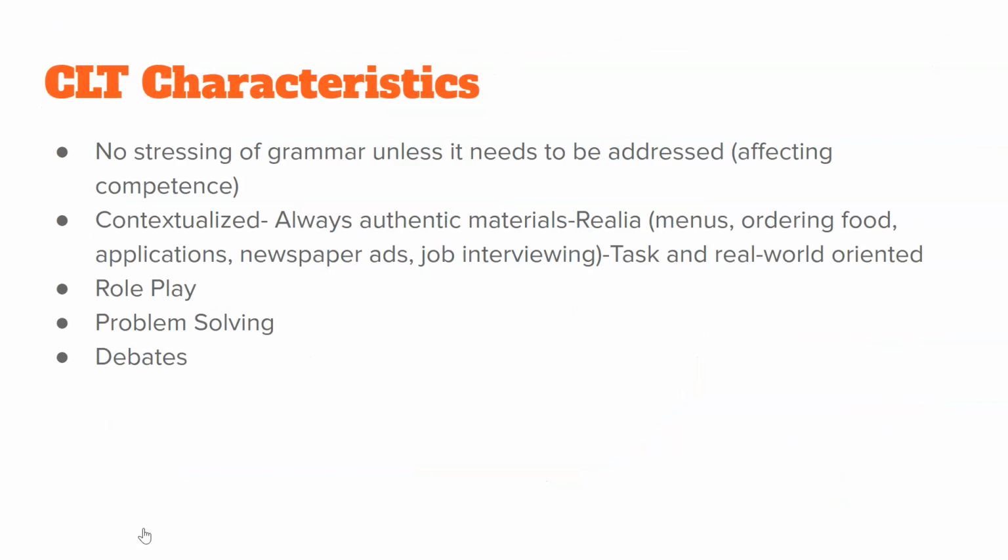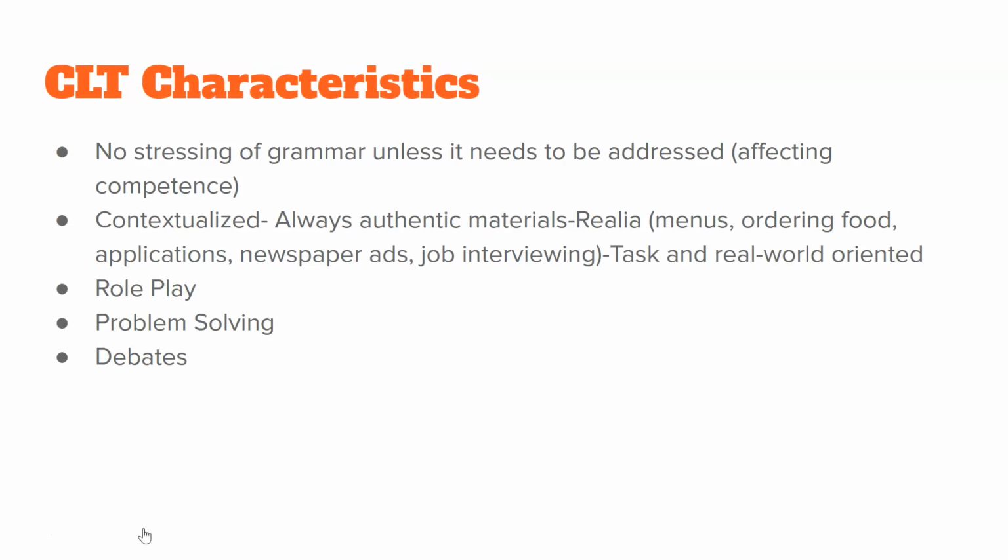Okay, so some of the characteristics are there's no stress on grammar unless it needs to be addressed. If you are not able to be understood, if you are not able to get your needs met, there may be some grammar issue that needs to be addressed. Also, it is contextualized as many of the other methods and approaches. And so there's a use of realia, real props, real objects that help promote comprehension. And they learn a lot of real world oriented tasks.